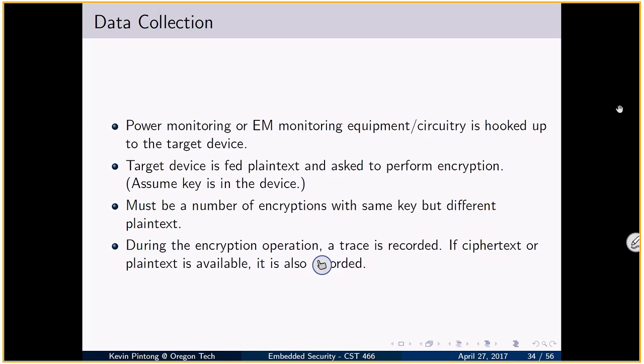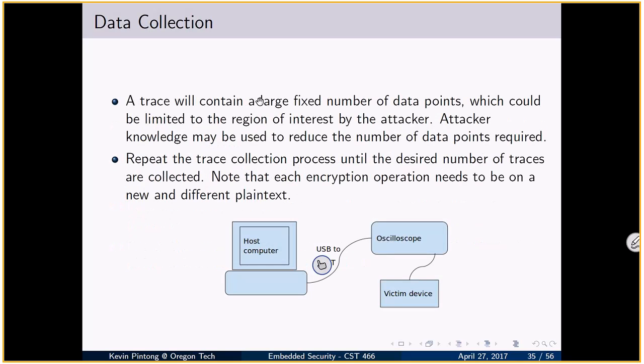We run a series of encryptions, and remember the capital D traces, right? We capture capital D traces of length T. We have to capture quite a few traces, recorded during the encryption operation. If ciphertext or plaintext is available, it's also recorded. It depends whether we want to attack the front end of the algorithm or the back end. A trace will contain a large fixed number of data points, which can be limited to the region of interest by the attacker. Attacker knowledge may be used to reduce the number of data points required.